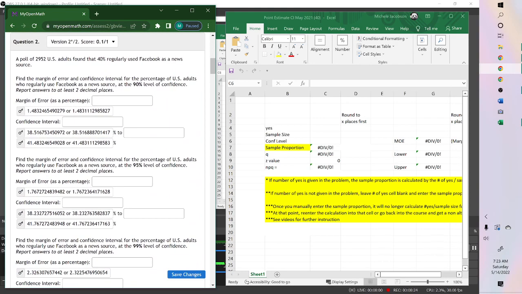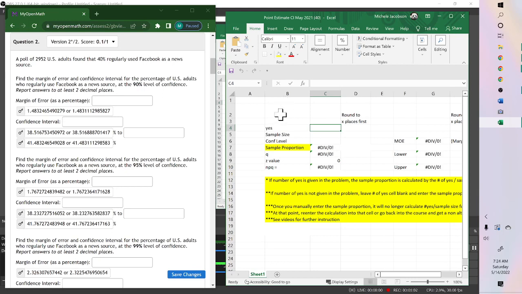Okay. When you're finding the margin of error in the confidence interval, you want to use this when it says point estimate of the confidence interval. And we put in the number of yeses. So if we look at this one, a poll of 2952 U.S. adults found that 40% regularly use Facebook as a news source. Now, instead of giving us the number of yeses, it gave us the percent. But we could type the number of yeses in.